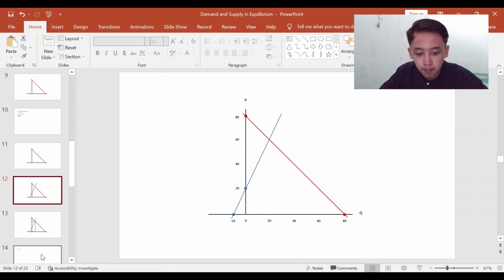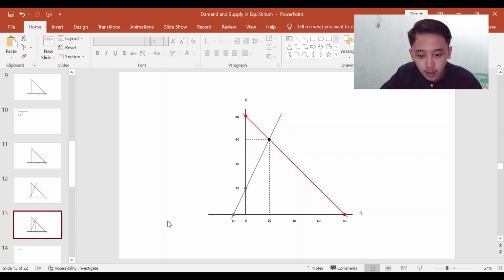I have now drawn both my demand curve and my supply curve. Now it will be simple enough to estimate the equilibrium price by looking at the intersection of demand and supply. But we also need to be able to calculate equilibrium price and quantity using the equations themselves. So it looks from the graph as if the equilibrium price is going to be around 60 and the equilibrium quantity will be around 20.